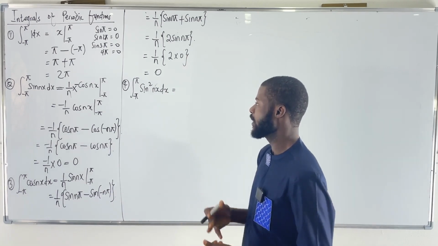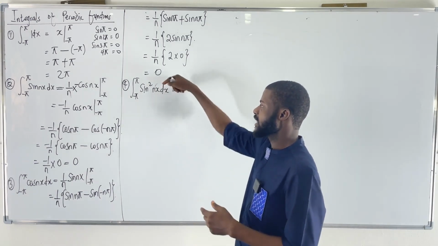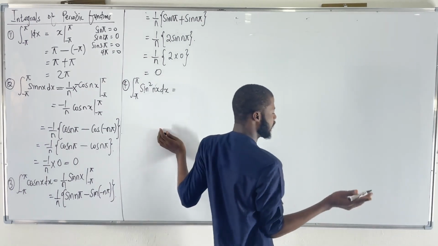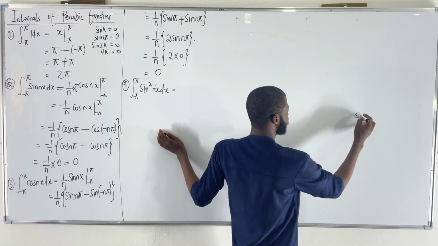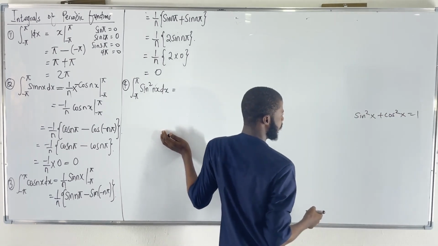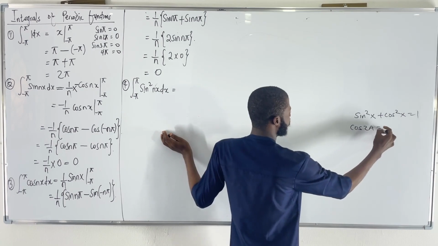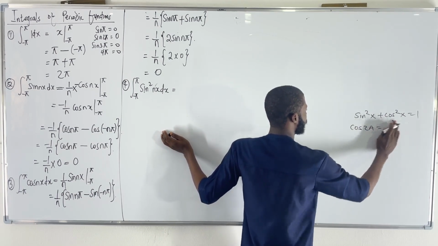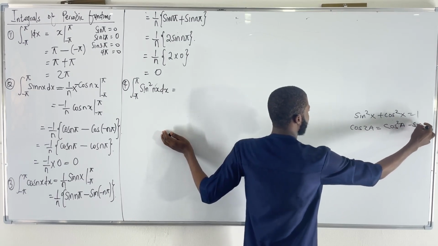First of all, there should be a power reducing formula here. There's a way to reduce this sine to become something where the degree is now less. Remember that when you were doing trigonometry, you were told that sine squared a plus cos squared a is equal to 1, right? You were also told that cos 2a is equal to cos squared a minus sine squared a.